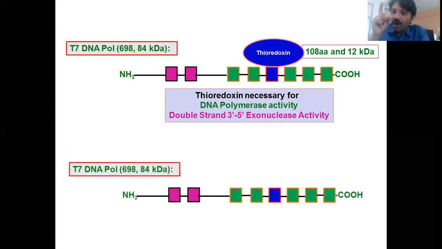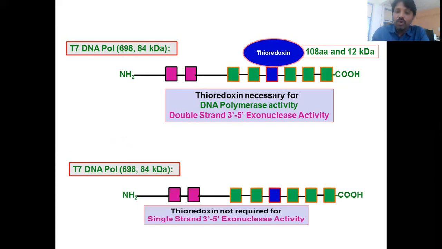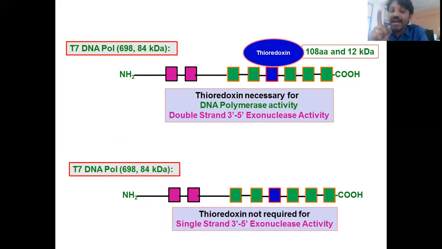And T7 DNA polymerase all alone can perform only single strand 3' to 5' exonuclease activity. So here I am telling you that T7 DNA polymerase with the thioredoxin can catalyze both polymerase activity and double strand 3' to 5' exonuclease activity.